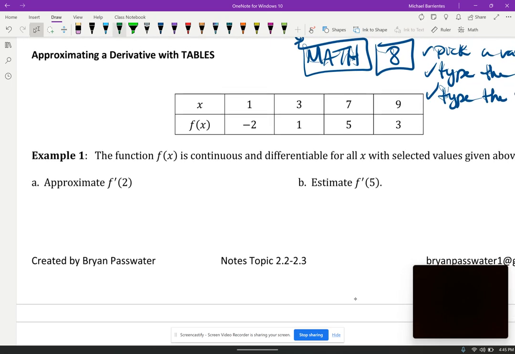So remember that this symbol is telling me to find the derivative of f at x equals 2. We're looking for the instantaneous rate of change of the f function at x equals 2. But the problem is I don't see an x equals 2. Well, that's okay. I'm going to choose 2 points that are close to 2.